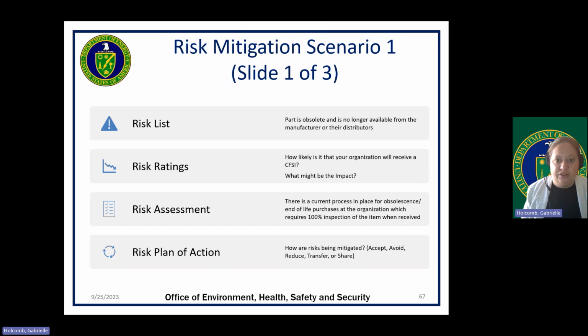The project staff have decided to move forward with procuring the obsolete and end of life products from sources that may still have them in stock since the items were recently discontinued in the last year. 100% inspection will be required to be performed, including tests specific to identify counterfeit, fraudulent, and suspect items issues on the items. For the risk plan of action, do you think that the risks are being accepted, avoided, reduced, transferred, or shared? And do you think that this is enough? You can pause here to discuss with the team as needed.